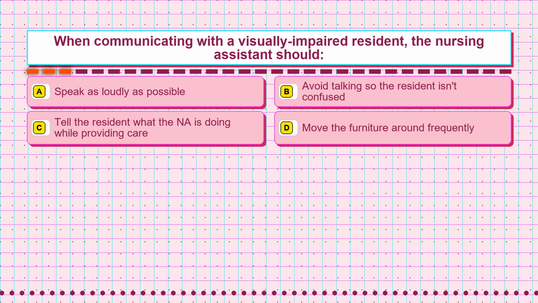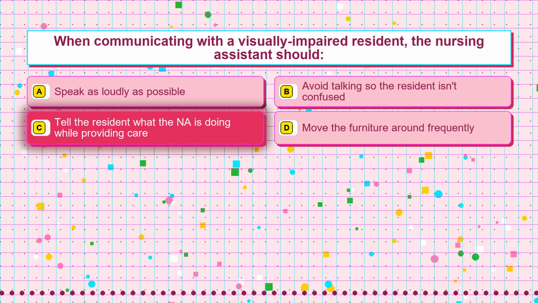Question 70. When communicating with a visually impaired resident, the nursing assistant should: Option A, speak as loudly as possible. Option B, avoid talking so the resident isn't confused. Option C, tell the resident what the NA is doing while providing care. Option D, move the furniture around frequently.